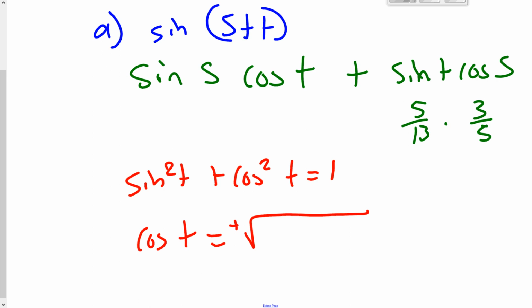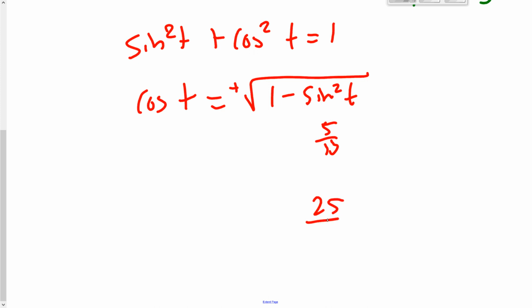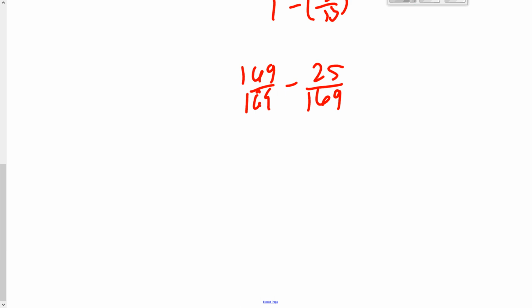So it's the square root of 1 minus sine squared of t. So we have 5/13. We're going to square that, and we get 25/169. And we're going to take 1 minus that. So that'd be taking 169 over 169 minus 25, which we found from our previous example, which is 144.